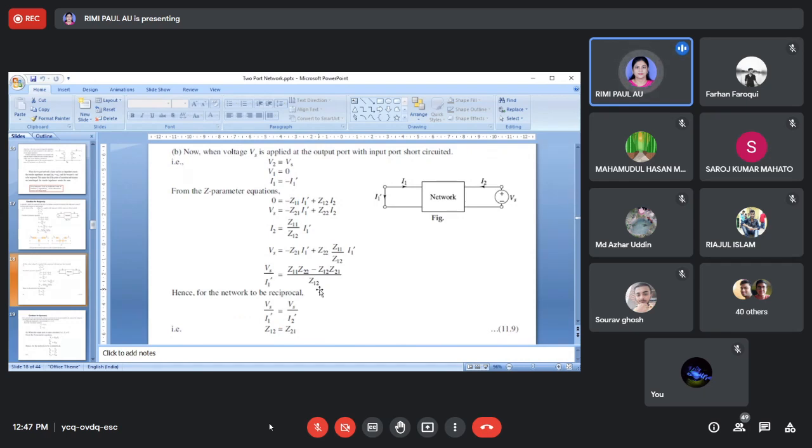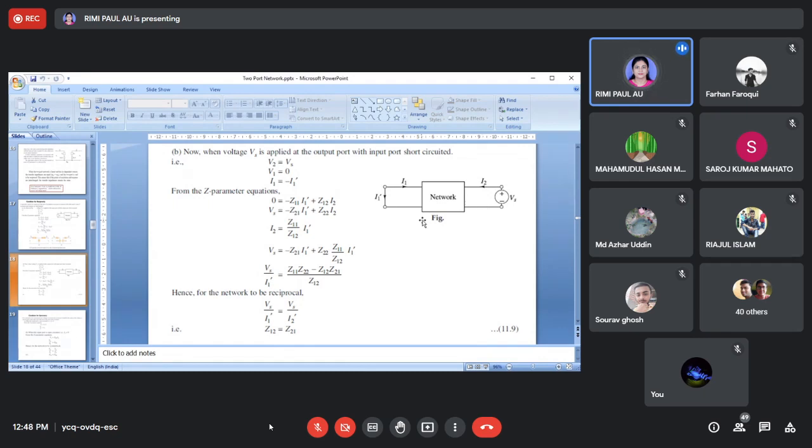So the condition for reciprocity is this: we don't know what network is present inside this, but we can say that this network is reciprocal if the parameter Z12 is equal to Z21. If we see that parameter Z12 is equal to Z21, then we can say this is a reciprocal network.